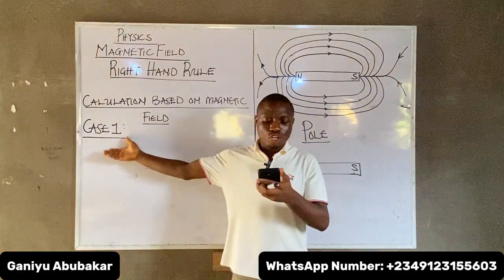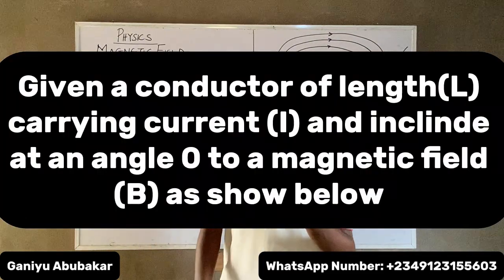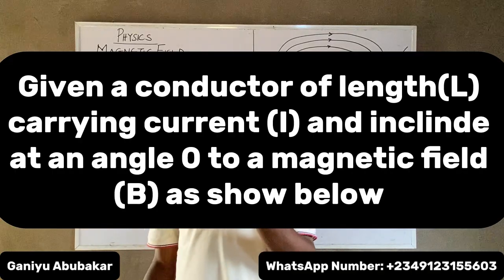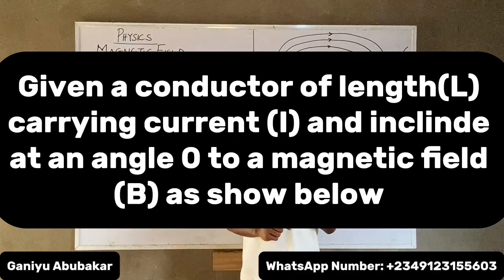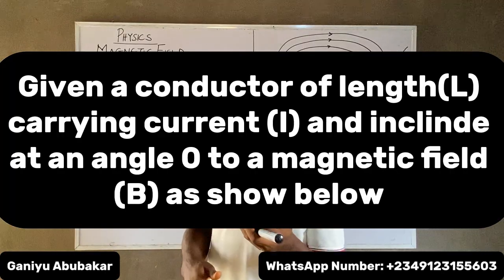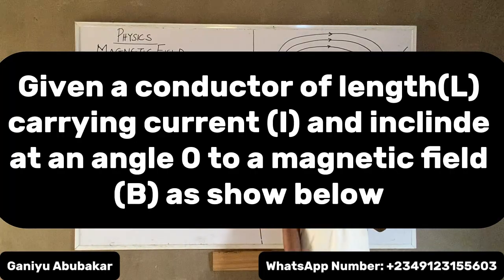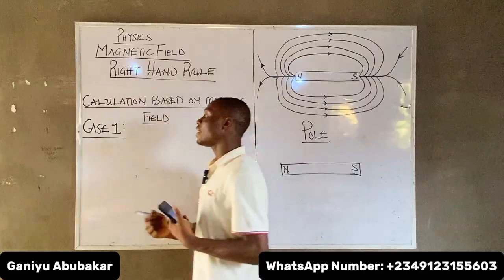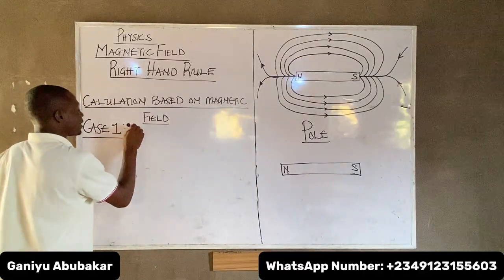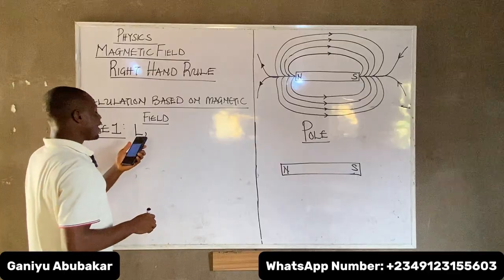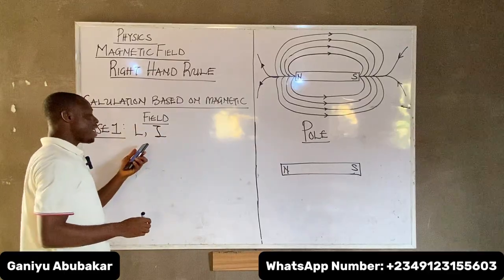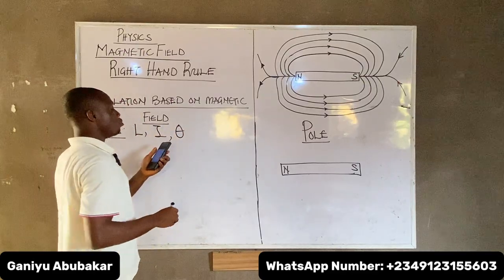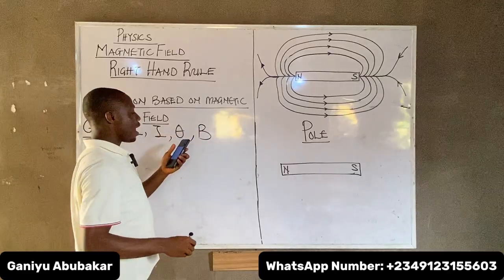Note. Given a conductor of length L, carrying current I, and inclined at an angle theta to the magnetic field B, as shown below.